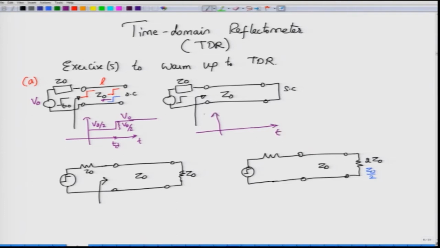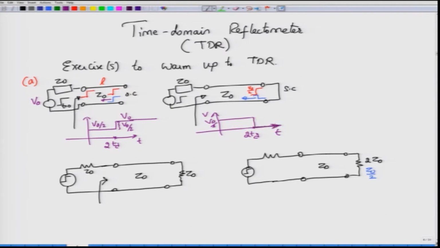Now let us look at the case where we have a short circuit. In the short circuit case, the initial voltage that would be reaching the step will be V0 by 2, but because the short circuit has a reflection coefficient of -1, it will invert the voltage signal and send it back towards the source. If you now sketch what happens to the voltage at the generator or the input terminals of the transmission line, you see that initially you launch a voltage of V0 by 2, and at time t equal to Td, or rather 2 Td, please make a correction in the earlier figure also, at time 2 Td, the voltage will jump down and become 0 thereafter.